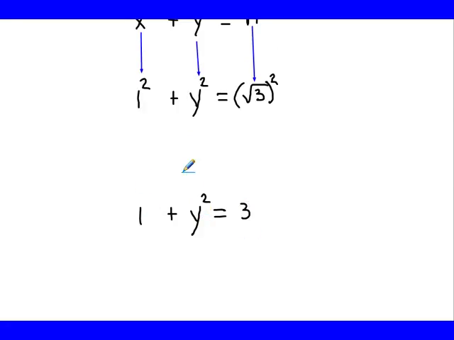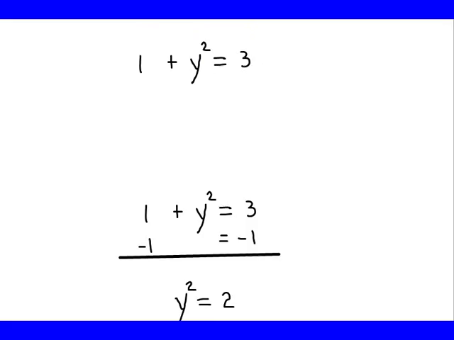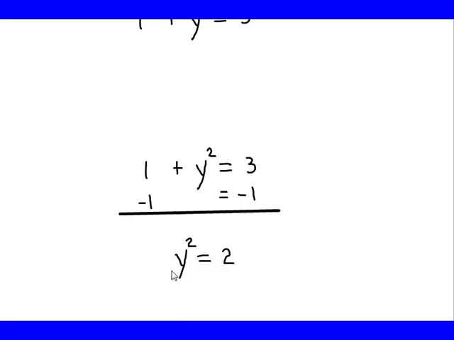What should be the next step? We're trying to get y squared by itself. What should we do next? What did you say? Yes, we need to eliminate that 1. We need to subtract 1 from both sides. If I subtract 1 from the left side, I must do the same thing on the right. So now we have y squared is equal to 2.